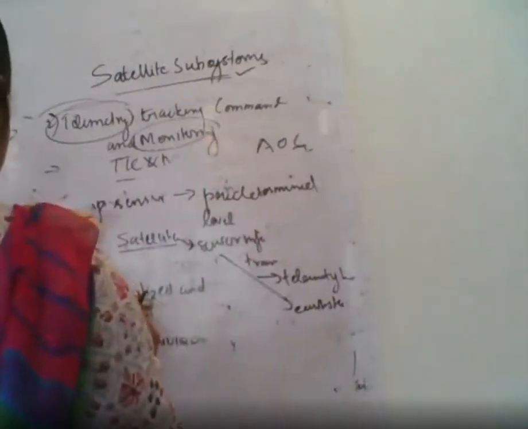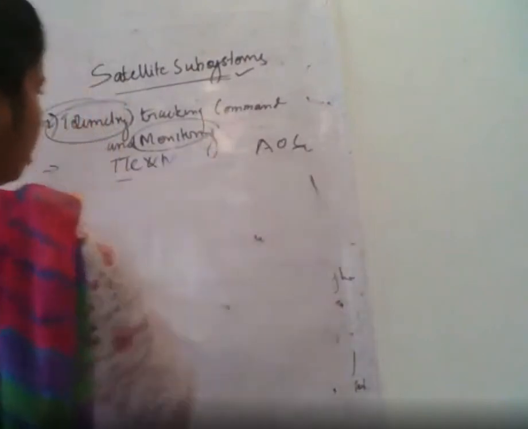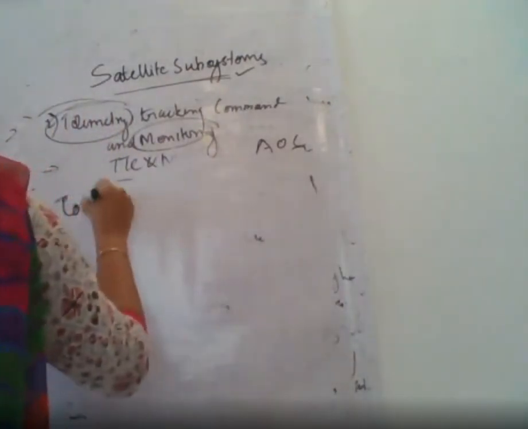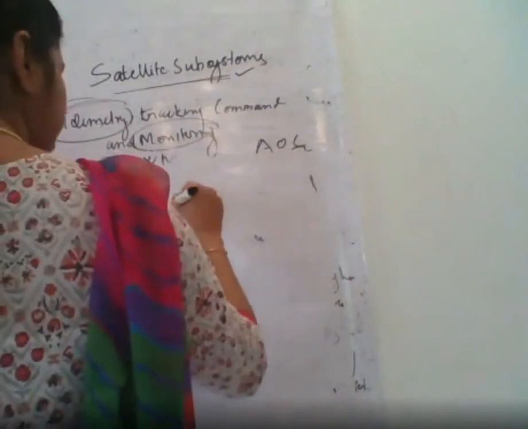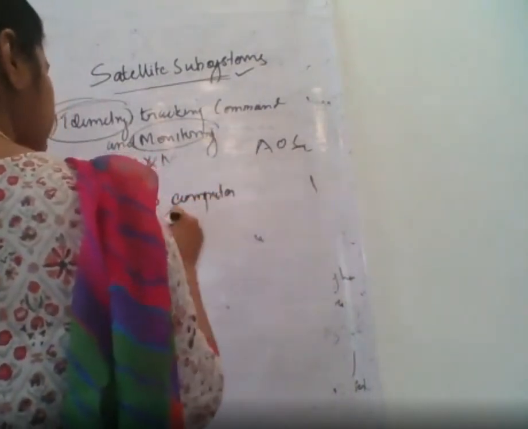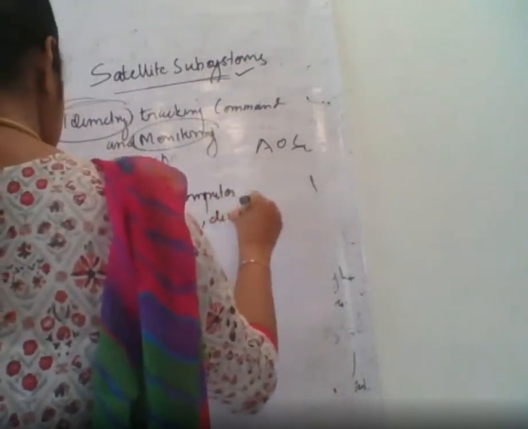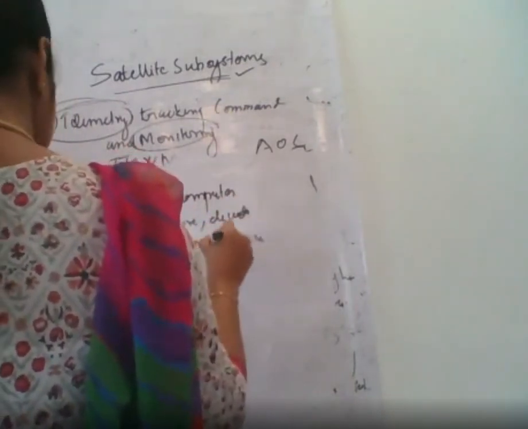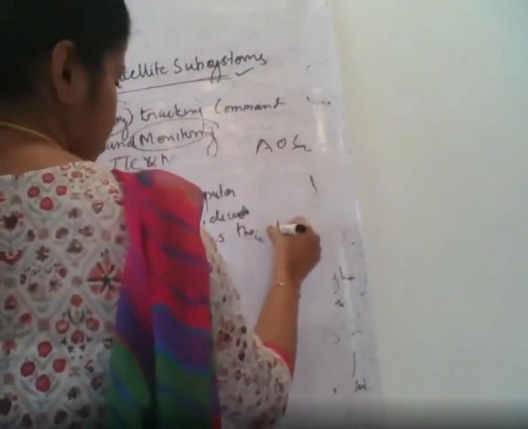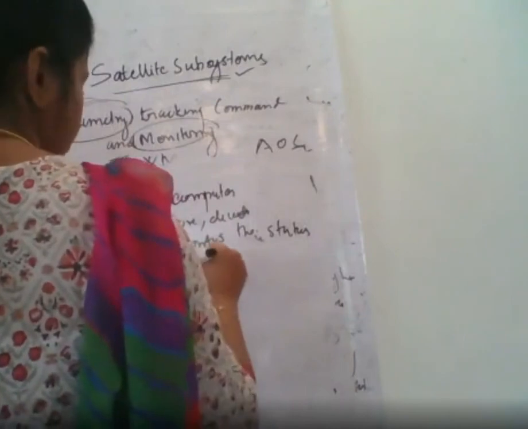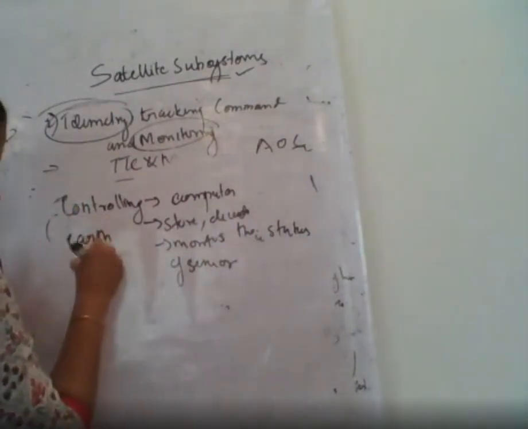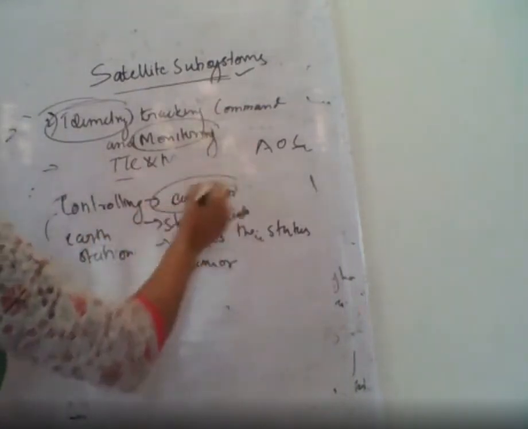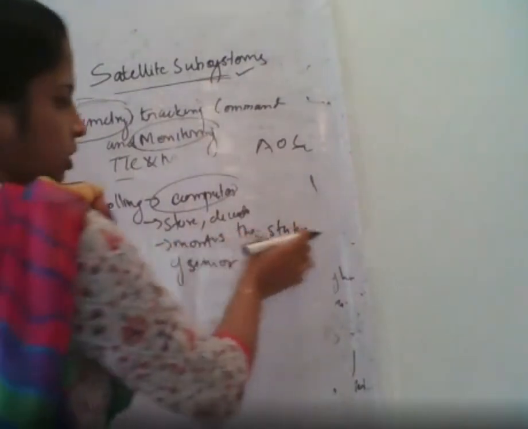At the controlling station, we have a computer. This computer is used to store, decode, and monitor the status of the sensors.